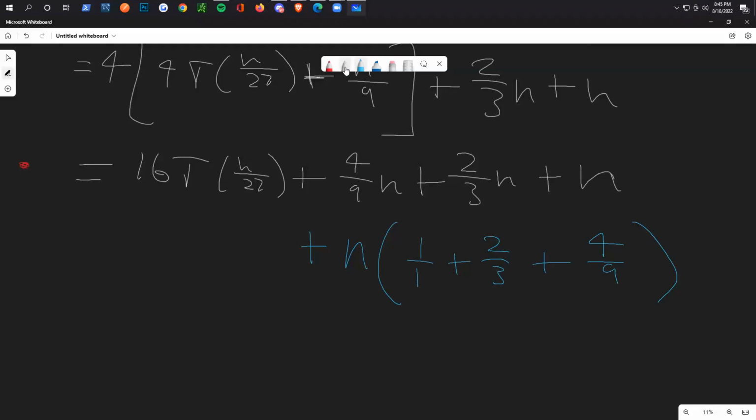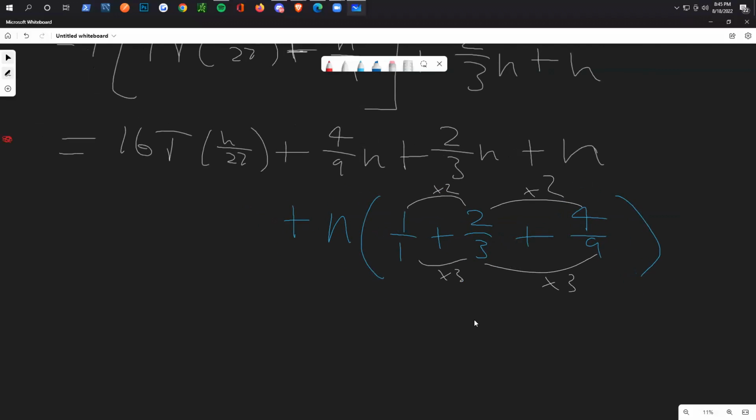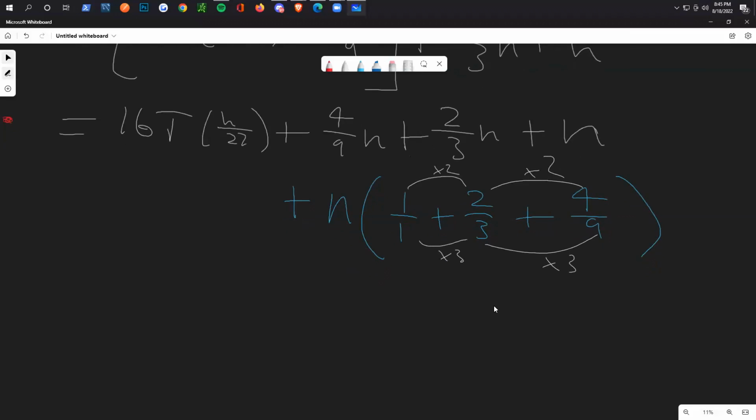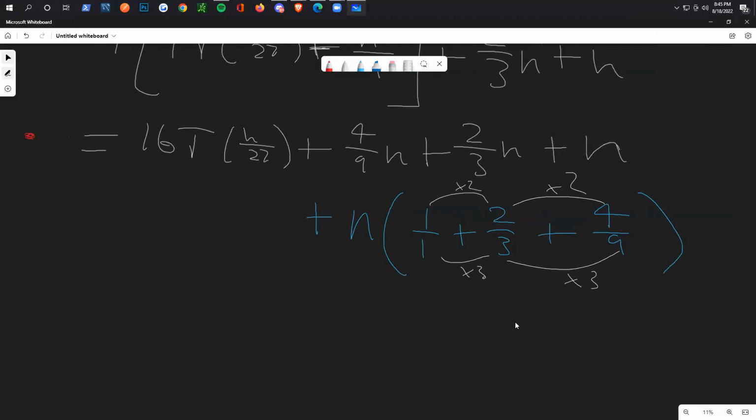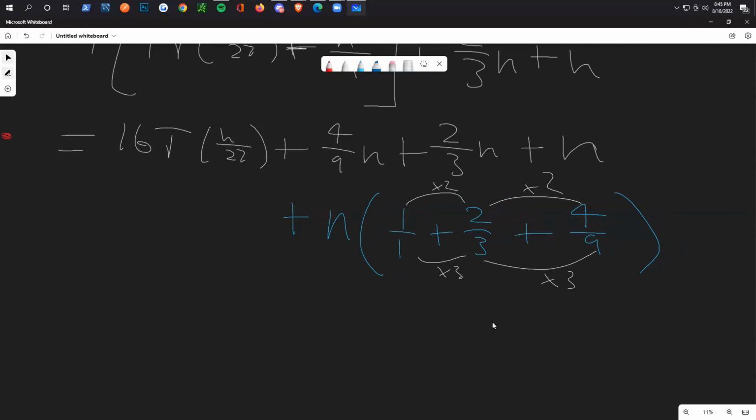So I'm sure you guys already see it. Times 2, times 2, times 3, times 3. Okay, so now we see what's going on. And now we just have to think about how we can write it in terms of a summation. But first things first, we have to kind of realize what our k is.